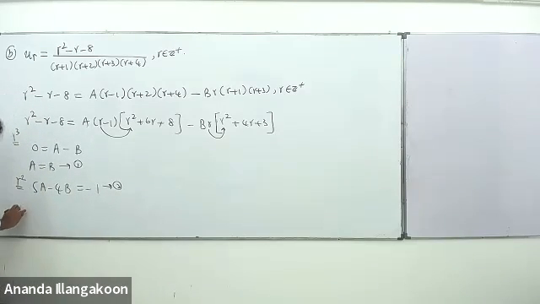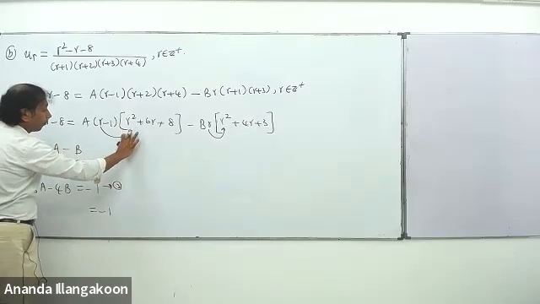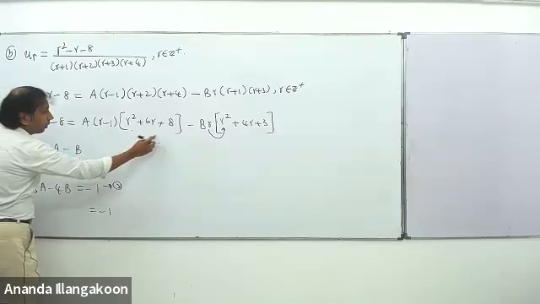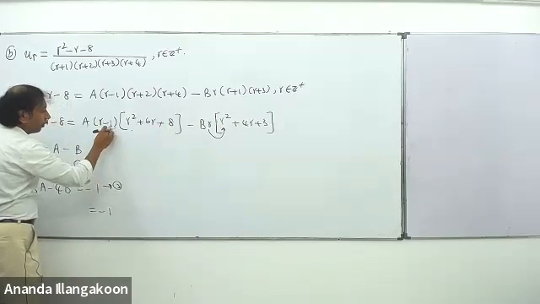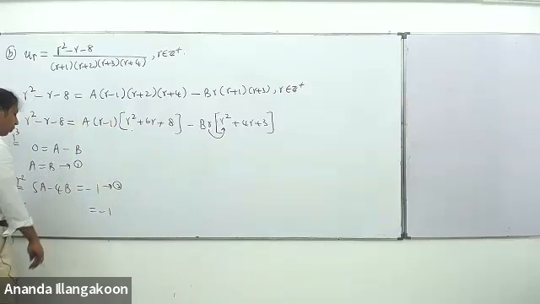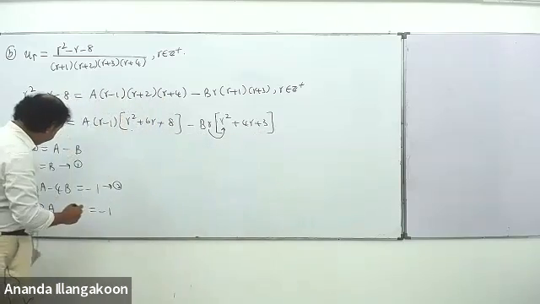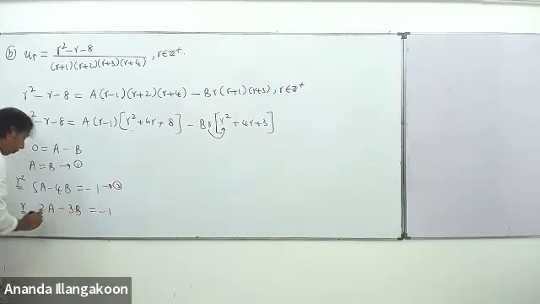Then R. Left hand side, minus 1. Right hand side, how do you get it? This and this, 8. This and this, minus 6. Then 2, which should be multiplied by A, so 2A. Here, this and this only, minus 3B. So 2A minus 3B equals minus 1, number 3.